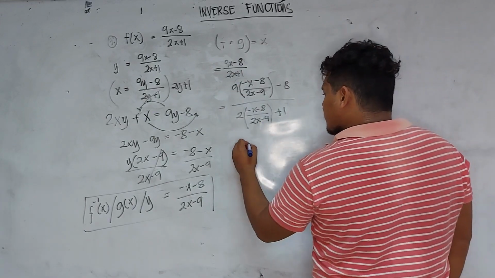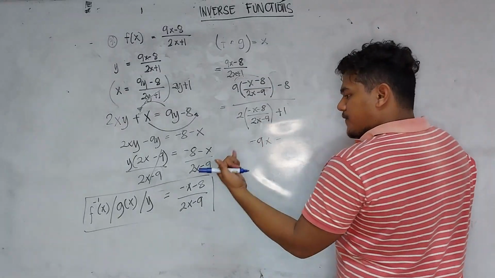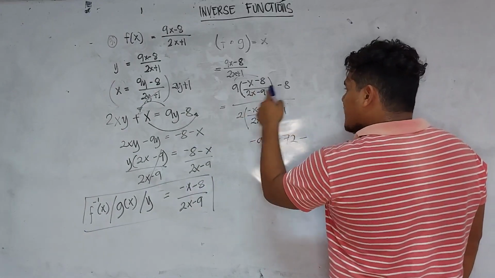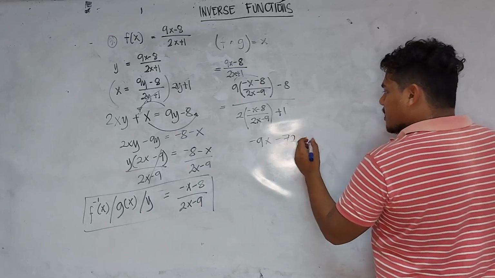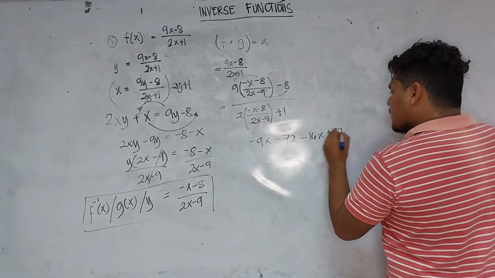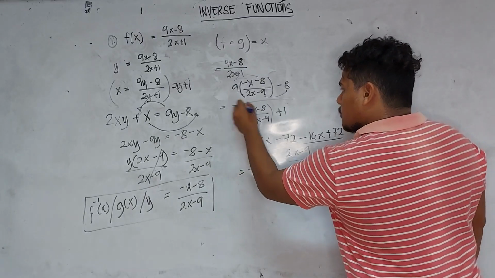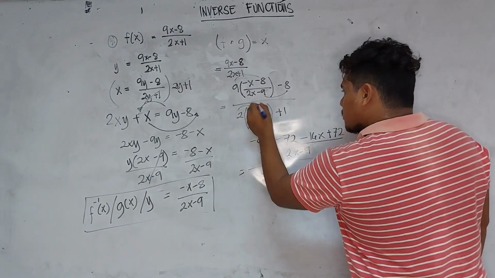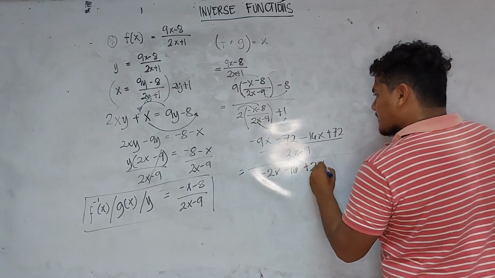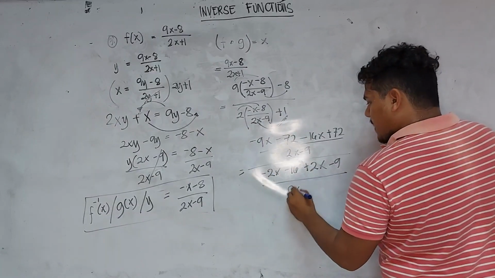9 times negative x, negative 9x. 9 times negative 8, 9 times negative 8, how much? 72. Minus 8 times 2x, negative 16x. Negative 9 times negative 8, positive 72, over 2x minus 9. Over 2 times negative x, negative 2x. 2 times negative 8, negative 16. 2x times 1, positive 2x. Negative 9 times 1, negative 9, over 2x minus 9.